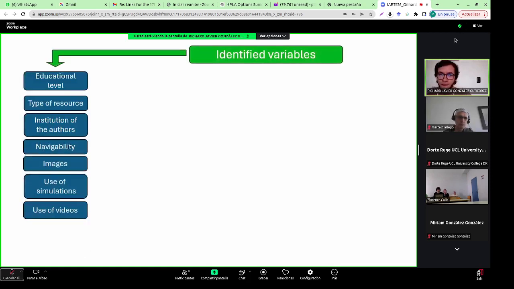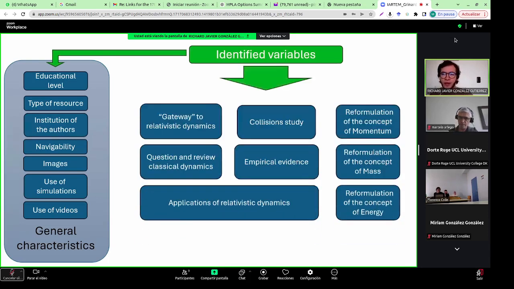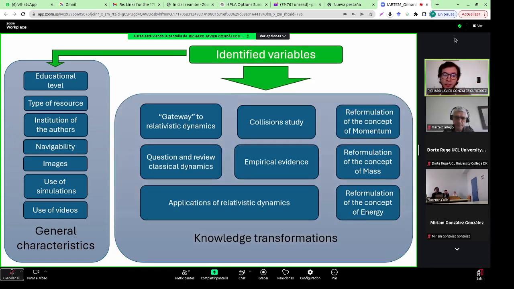We identified 15 variables, among them: educational level, type of resources, institution of the authors, navigability, images, use of simulations, and use of video. We can include these variables within a metacategory called general characteristics. We also identified the variables gateway to relativistic dynamics, question and review of classical dynamics to introduce relativistic dynamics, the role of the study of collisions, empirical evidence, and applications of relativistic dynamics. We also distinguish websites according to the reformulation of the concept of momentum, mass, and energy. And we can include these variables within a metacategory called knowledge transformations.